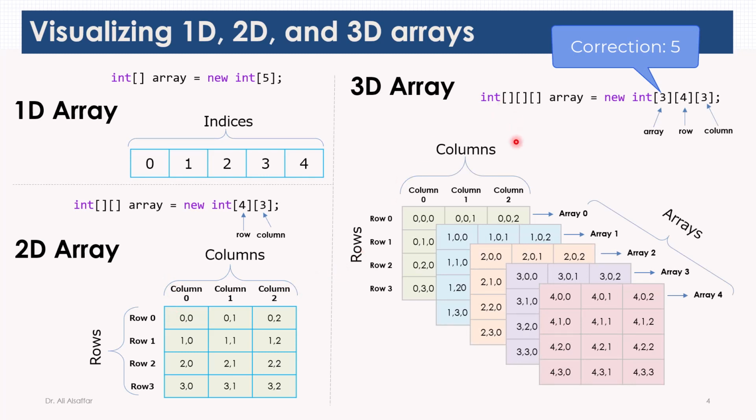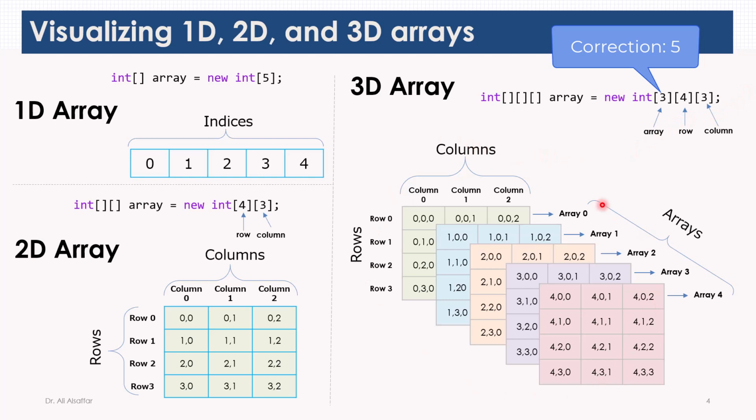Now for 3 dimensions, we have 3 square brackets. The first square bracket is for the first dimension. The second square bracket is for the second dimension. And the third square bracket is for the third dimension. Now how to visualize this three-dimensional array? You can visualize it as follows. The first dimension represents an array of 2-dimensional arrays. So for example, here we have 3. The first array index 0 is referencing a 2-dimensional array. The second index, which is 1 in this array, is also pointing to another 2-dimensional array.